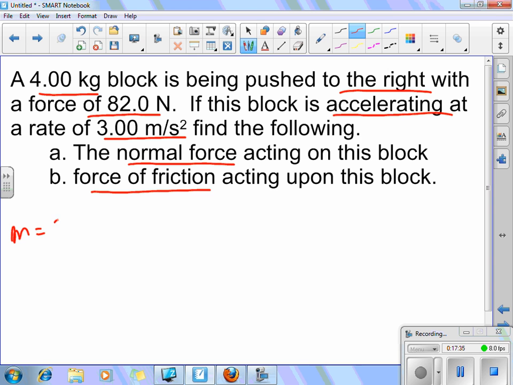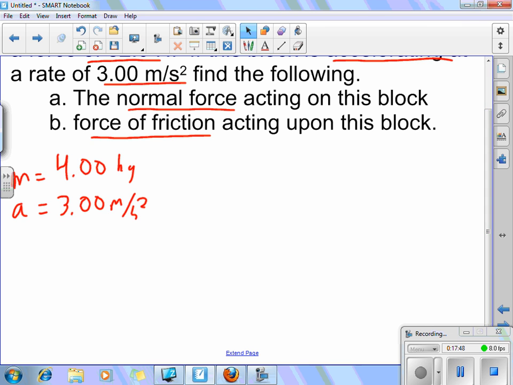So I know mass, and I know the acceleration, and we're going to figure out more from there. First off, we should probably start with a free body diagram, even though it's not asked of us. It'll be easier to understand what's going on if we do draw it out.